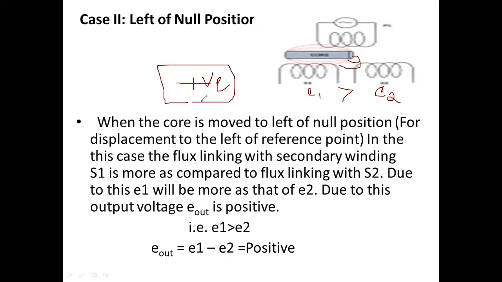So if the output voltage is positive, then we have to think that the iron core is on the left side of the null position. That is, E1 is greater than E2. So E out equals E1 minus E2 equals positive. We are going to call that left of null position. Is it clear? Yes, sir. Very easy.